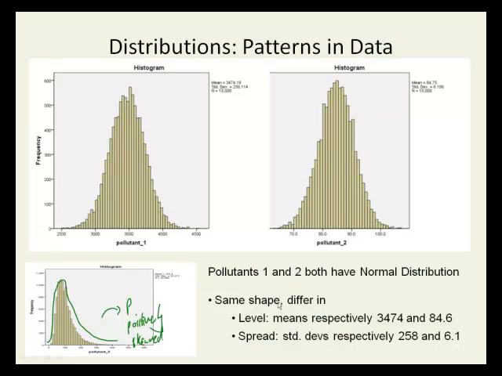The only difference in them is that the level here is much higher, 3,500 compared to 80 or 90. That's reflected by the means. And SPSS actually gives you the means up here, so 3,000 odd against 84. So you can tell that pollutant 1 has much higher level in general, and also it's more spread out. It's measuring how spread out it is this way. So the standard deviation is telling you how spread out things are from the mean.